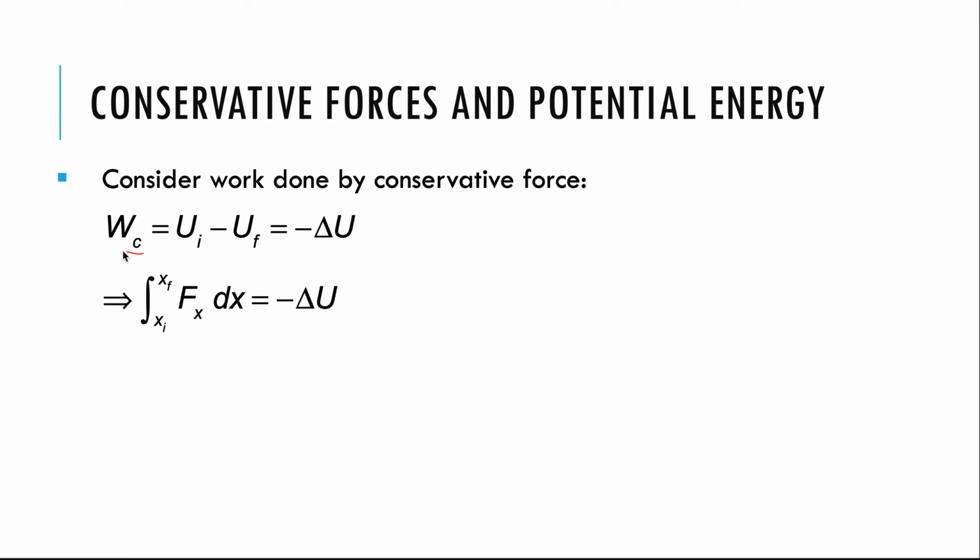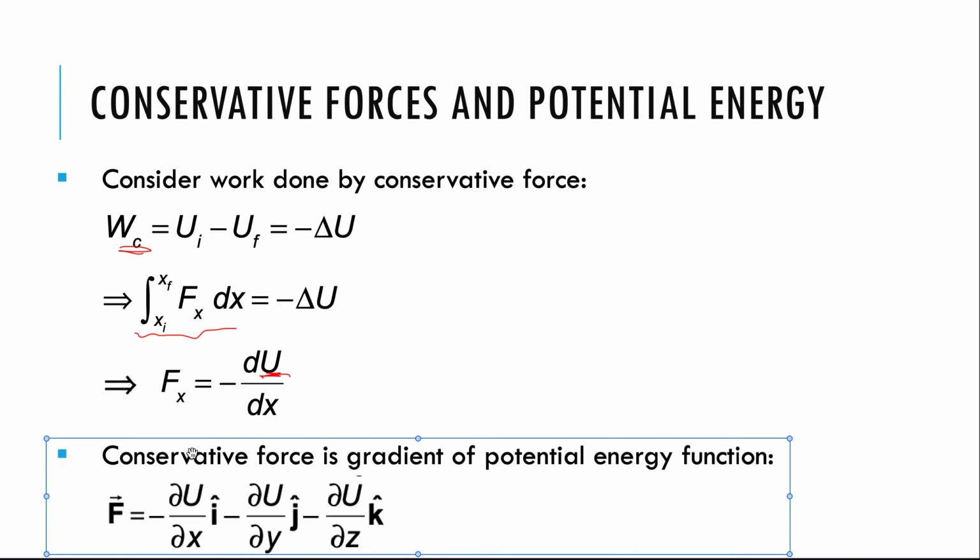The work done by a conservative force can be written by this integral. We're just making that substitution here. And now if we take the derivative of each side and get rid of the integral, we see that F_x equals negative dU/dx. That means that if you have a conservative force, there is some kind of potential energy associated with it. This example was just for the x direction, but we can generalize.